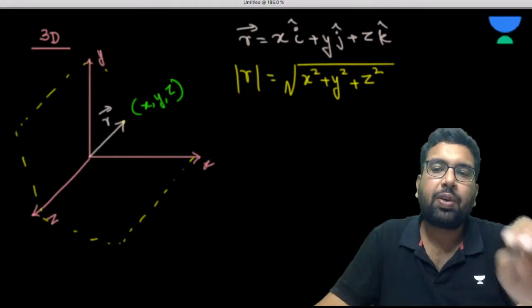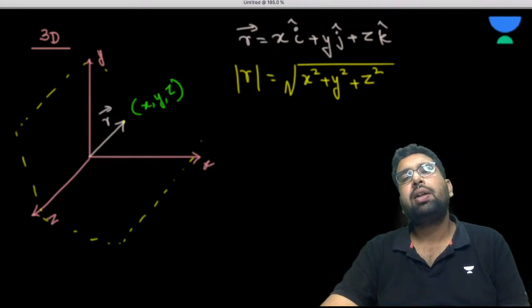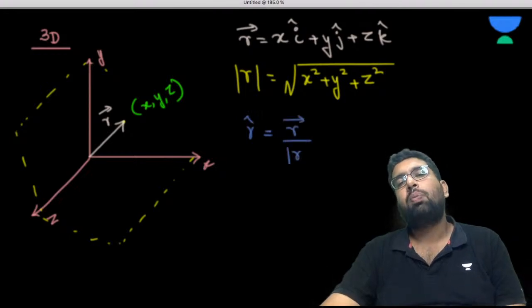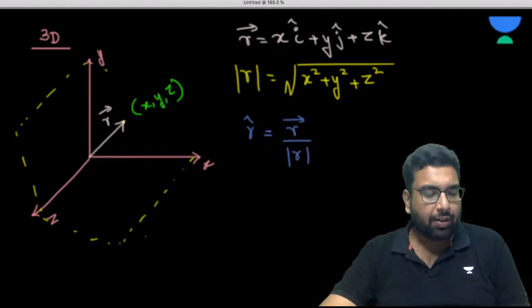And if you want to find the unit vector in that direction, what you are going to do? So we can write r cap is equal to r vector upon mod of r. So this is about the position vector. Very, very simple.